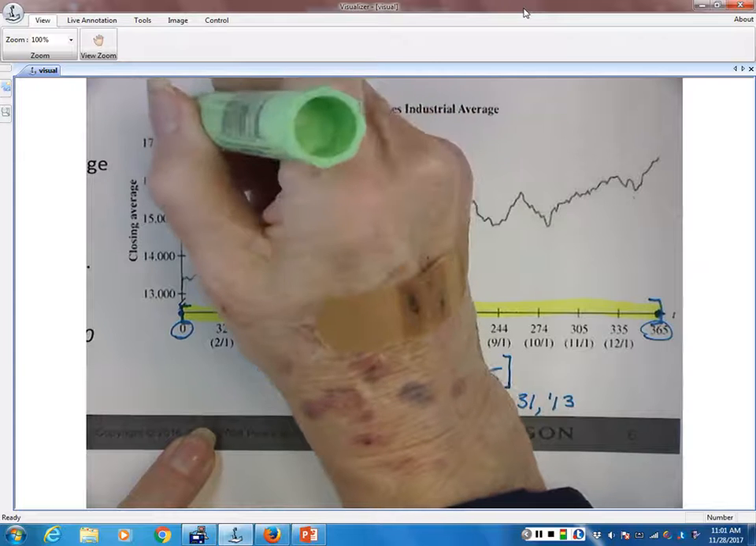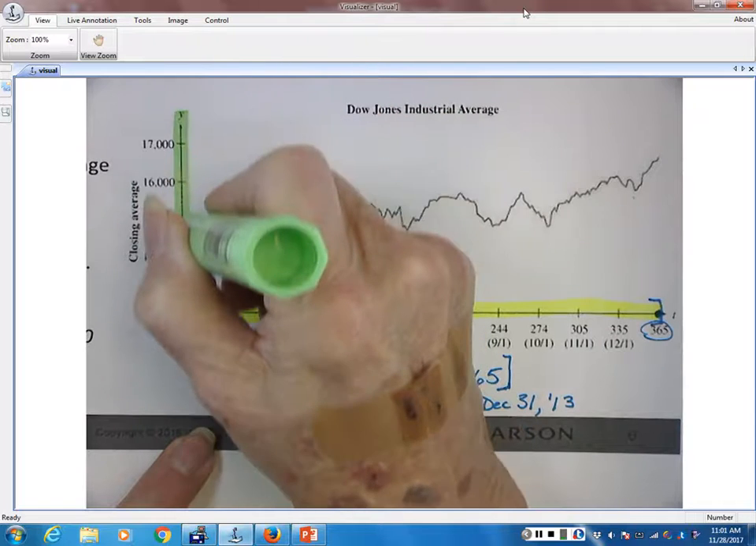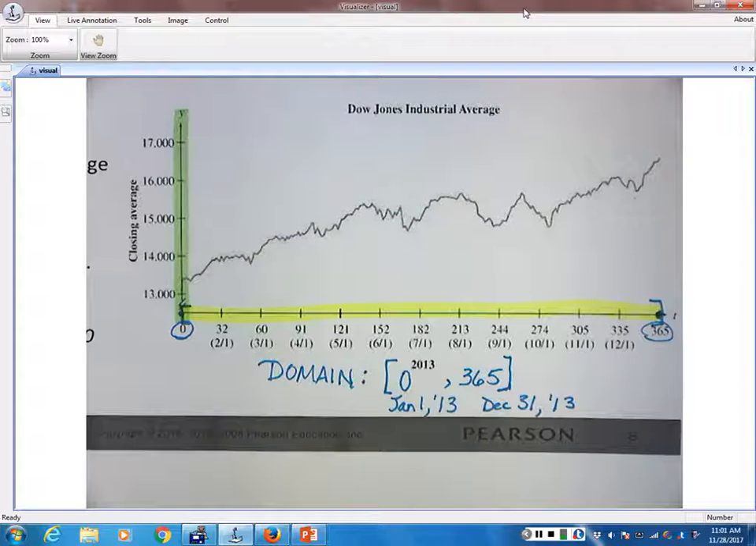The range values are your closing averages. And we're going to write that as an interval as well.